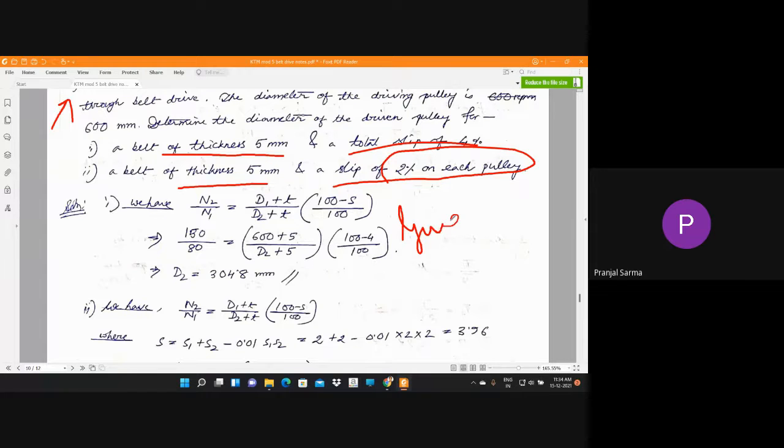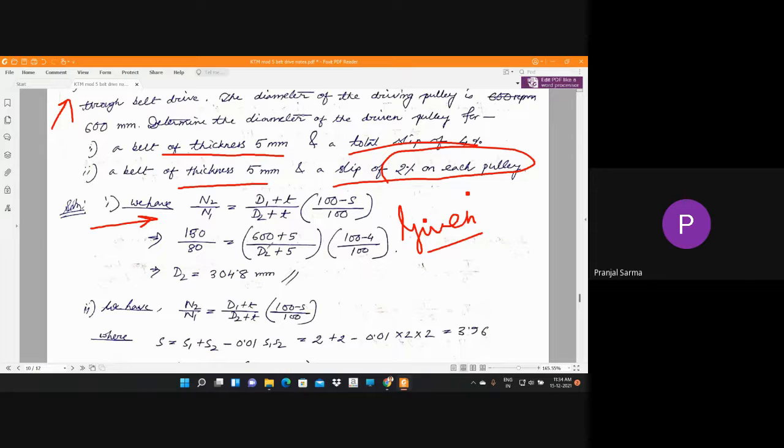S is given. For one case, this is the total case. Another case, it is the s1 and s2 that is given. So now what we know? We know n2 by n1 we can write as (d1 plus d) divided by (d2 plus d) whole into (1 minus s by 100). So 1 minus s by 100 is nothing but (100 minus s) divided by 100.